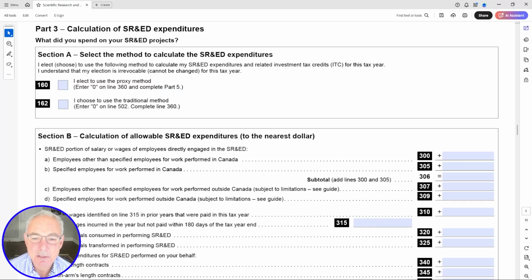Part 3 is the calculation of the SRED expenditures. Some of it pertains to specific projects, but some of it pertains to the general SRED claim. So we're going to go through the details of how this all works. It can get a little bit complicated, so if you need some assistance, feel free to reach out to us. Let's get into the details here.